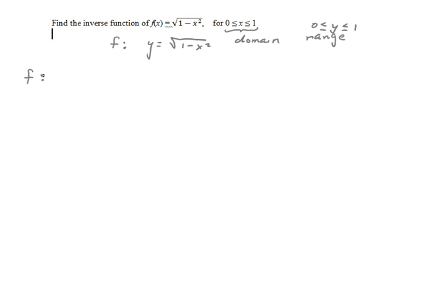take and solve the equation y equals the square root of 1 minus x squared for x instead of for y. So I'll start by squaring both sides. Then adding x squared to both sides.